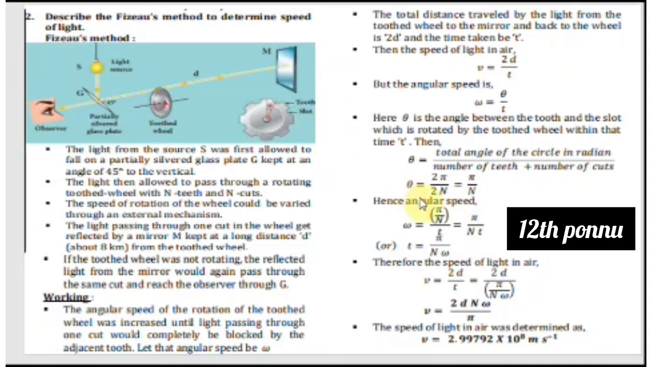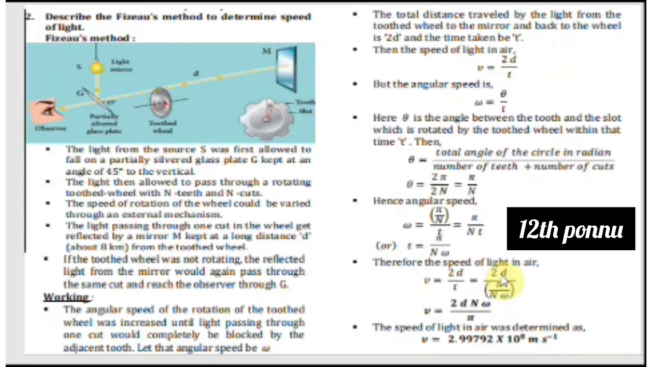Substitute theta equal to pi by N in this equation. Then omega, the angular speed, is equal to pi by N into T, so omega equals pi by NT. Then how will you find T? T is equal to pi by N omega. Next, substitute this T in the equation V equals 2D by T. So V is equal to 2D N omega divided by pi.